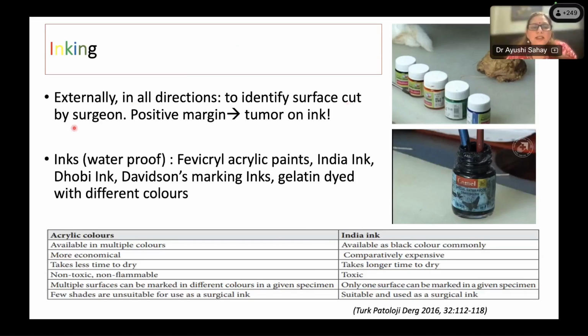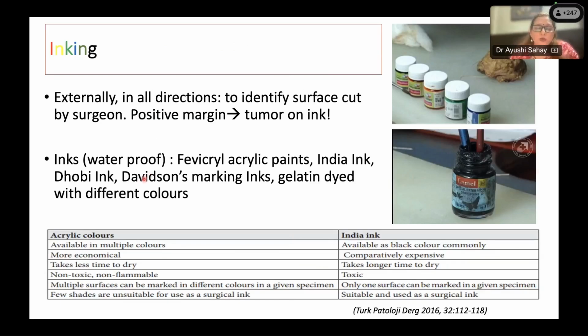You have to ink externally in all directions to identify the surface which has been cut by the surgeon. As I said, the positive margin is tumor on ink. Of course, many times you will be able to see cautery also, but if the ink is nicely placed and you see a tumor touching the ink, that is very confirmatory on the microscopy that the margin is involved.